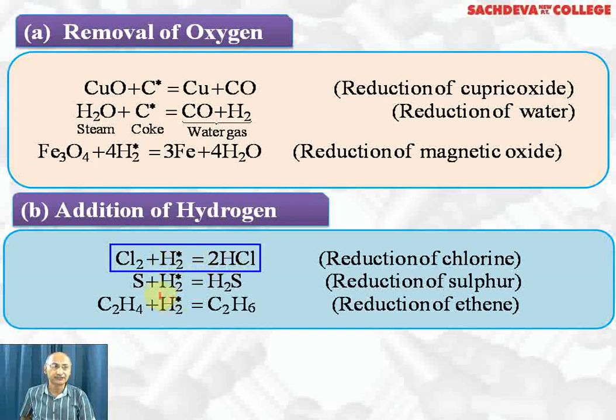So here reduction of chlorine is taking place. Here sulfur plus hydrogen gives you H2S, hydrogen sulfide. Reduction of sulfur is taking place. Ethene plus hydrogen gives you ethane. This is reduction of ethene. In all these cases, addition of hydrogen is taking place and these processes are reduction.